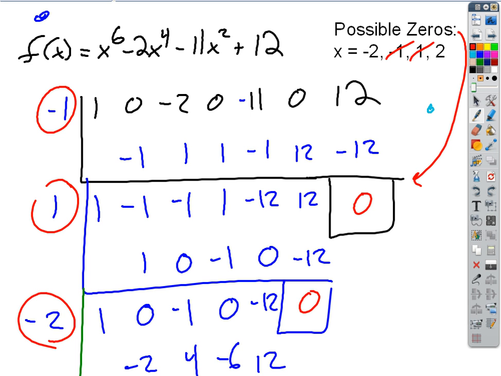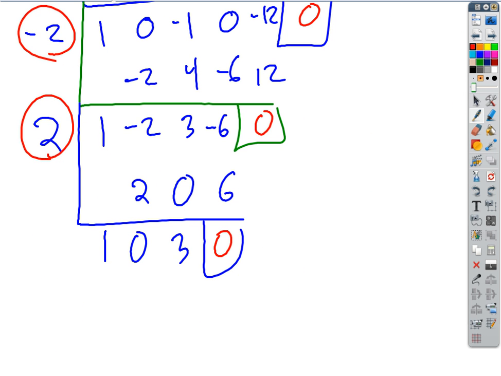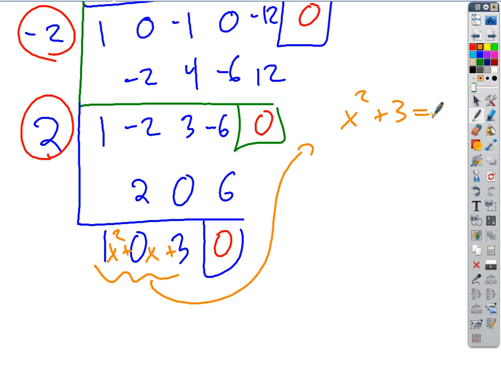Now we've got it down to the point where, look, we've got a quadratic expression left. I've got x squared plus 0x plus 3. Those are my coefficients, x squared, x, constant. So I could take that quadratic equation, 1x squared plus 0x plus 3 equals 0, and just solve it. Go back to chapter 5 stuff. Now, what's the easiest way to solve this equation?